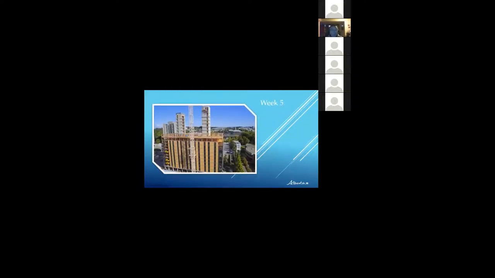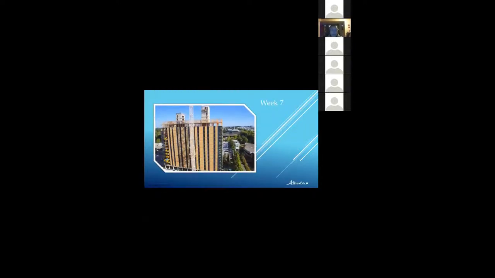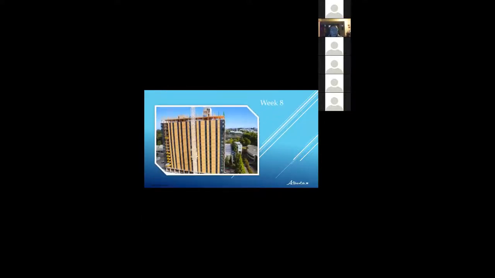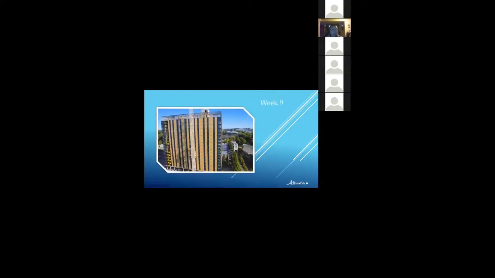Week five. Week six, they're getting close to the top. Seven, they're just starting to top out the towers. Week eight, you can see that's the last floor that they have that's encapsulated mass timber. And week nine, they've capped out the steel frame for the roof structure. So in 9 weeks, they've gone up 18 floors.